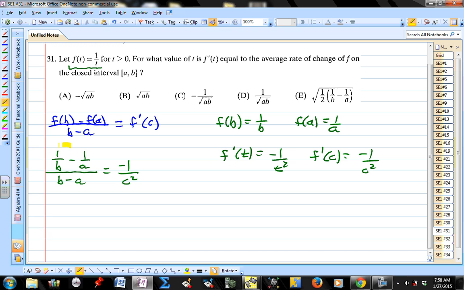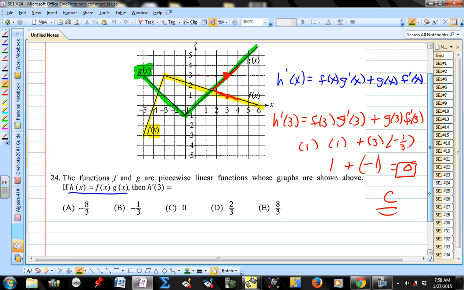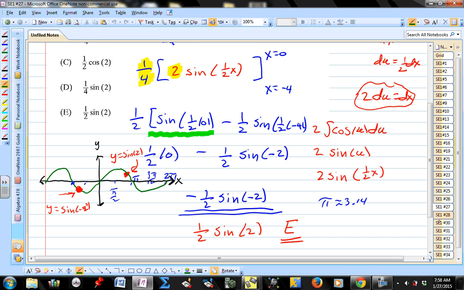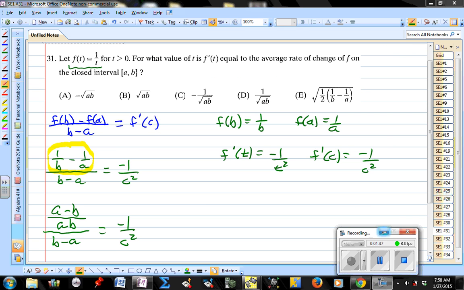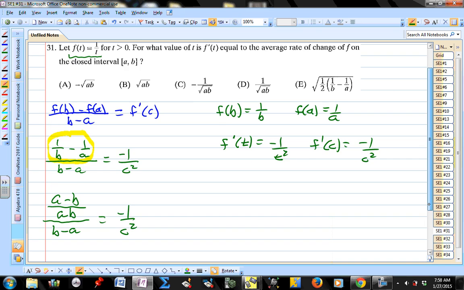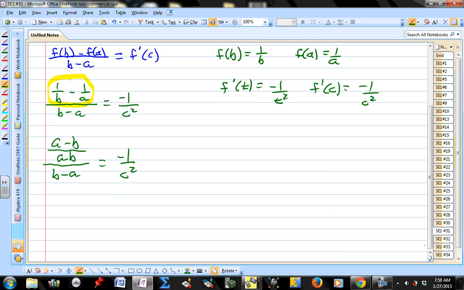We'll start by combining these fractions in the numerator, and we'll get a minus b over a times b, and the denominator b minus a is unchanged. Okay, now we're back to the right page. Let's continue. If we make this denominator look like a fraction, you see that we're going to divide by this fraction by multiplying by its reciprocal.